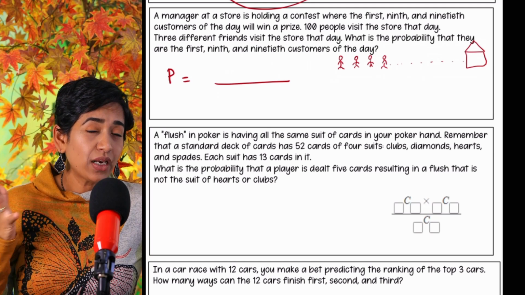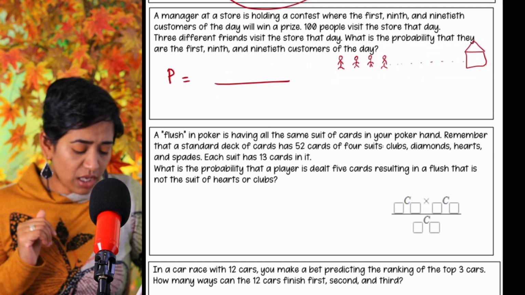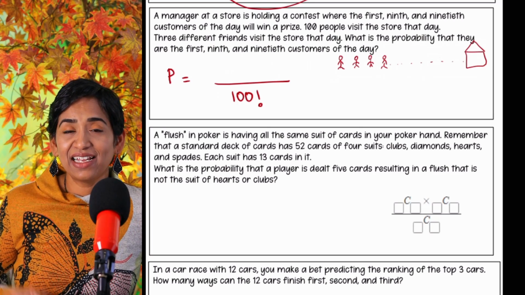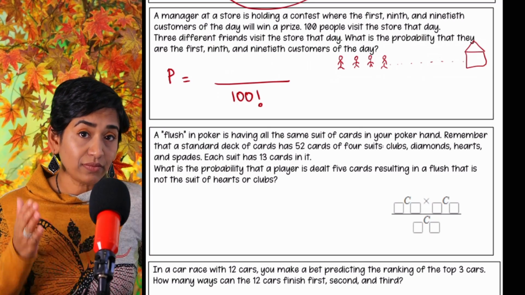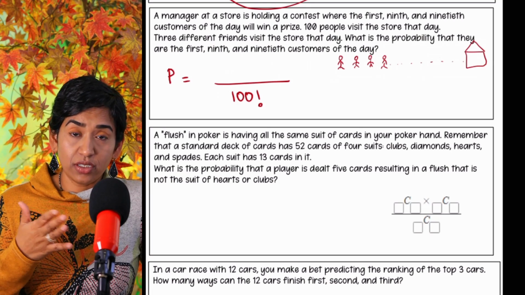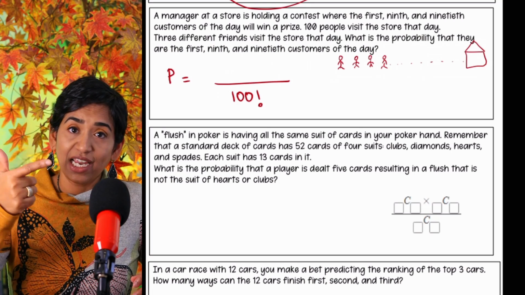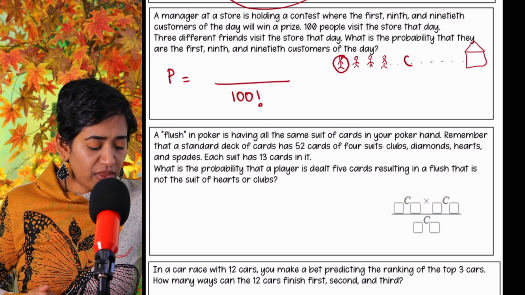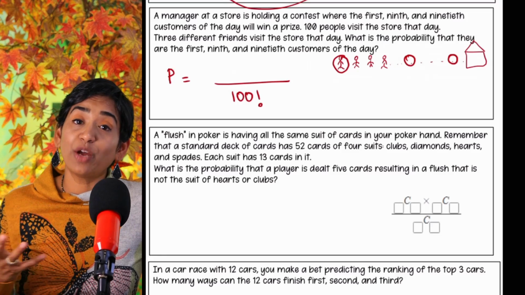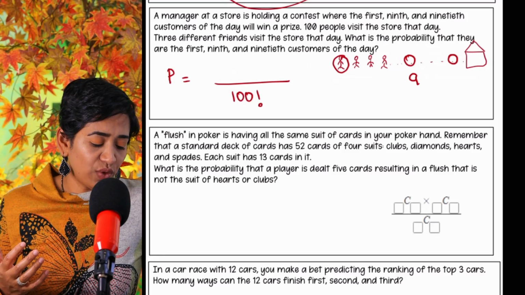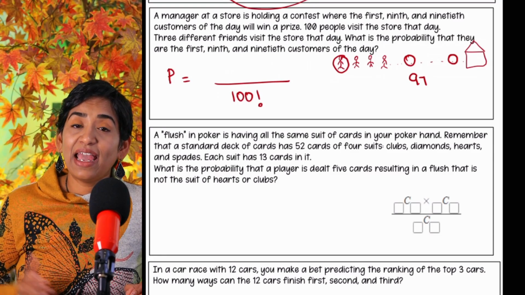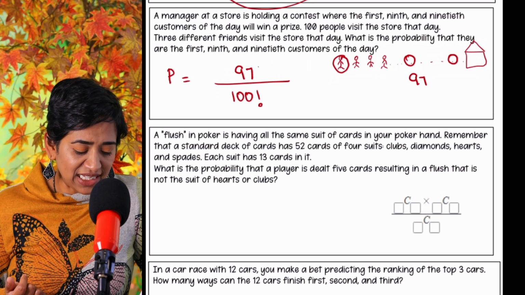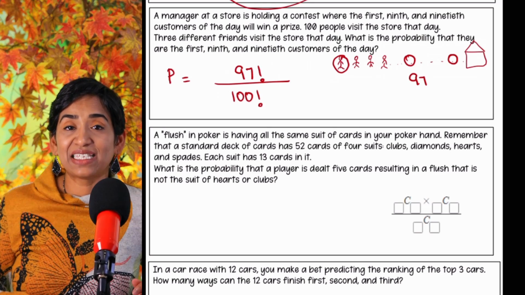So how many ways can 100 people come into the store? Simply 100 factorial ways, right? 100 factorial, because any of the 100 people can be the first one, second one, third one. Now if I take out the first, the 9th, and the 19th, what am I left with? I'm only left with 97 people. And out of those 97, how many ways can that be? 97 factorial. As simple as that.